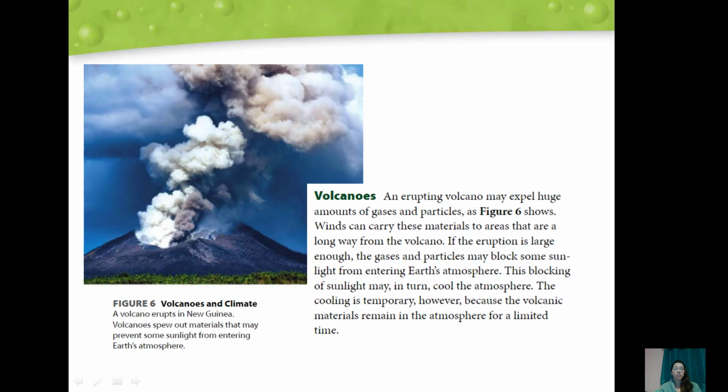Figure 6 shows us a volcano erupting in New Guinea. And you can clearly see how the thick, dense ash, soot, and smoke released from the volcano could block the sun's radiation from penetrating to the Earth's surface.